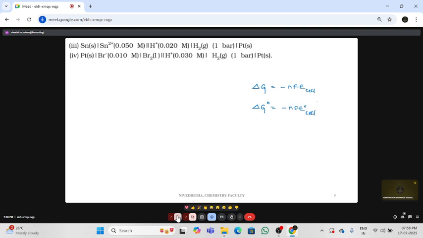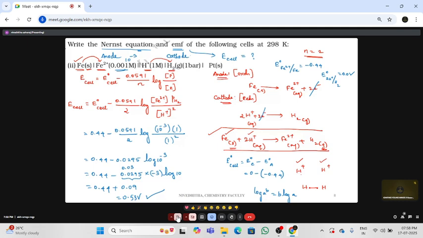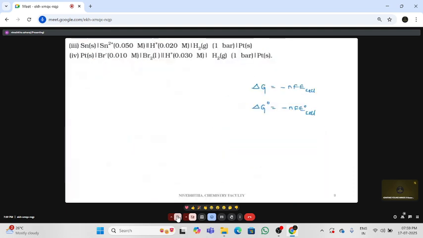Okay, here I'm going to use the value E cell. So the formula will be delta G is equal to minus nF E cell, right? We know the value of n, which is the number of electrons involved, 2 here. Faraday value is 96,500 coulomb. So we have all the values, so we can find the value of delta G also. But here they didn't ask for that value. I'm just telling you that from the value of E cell, we can also calculate delta G.